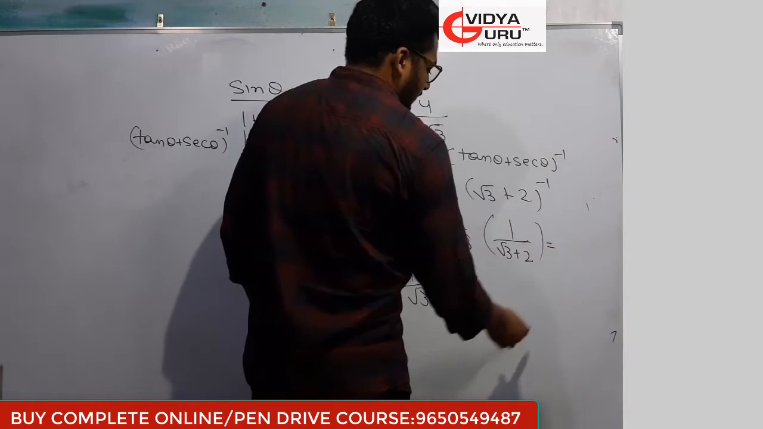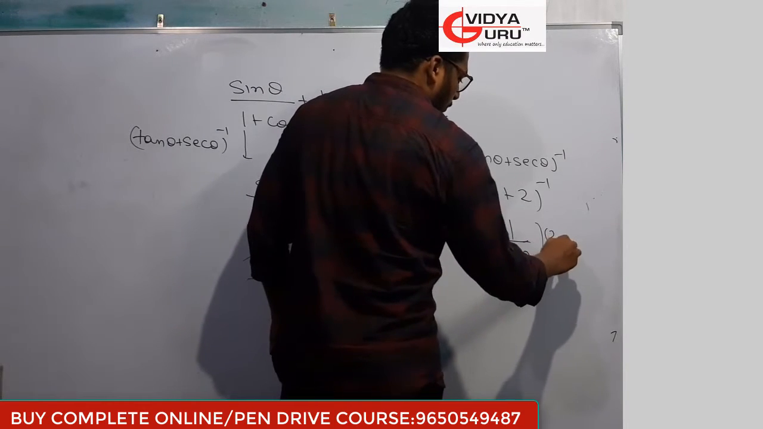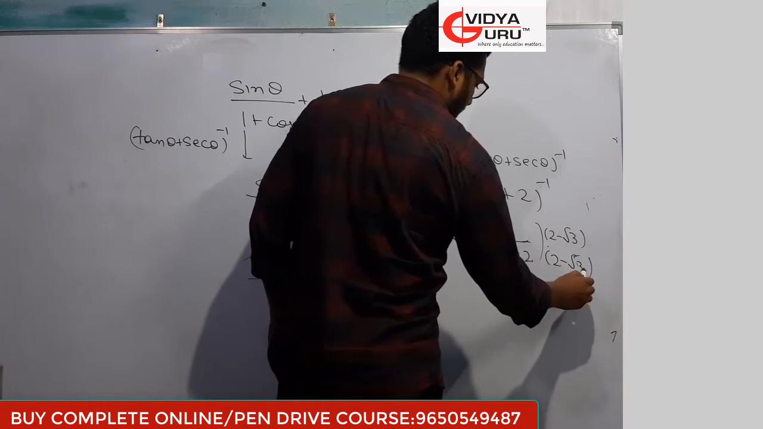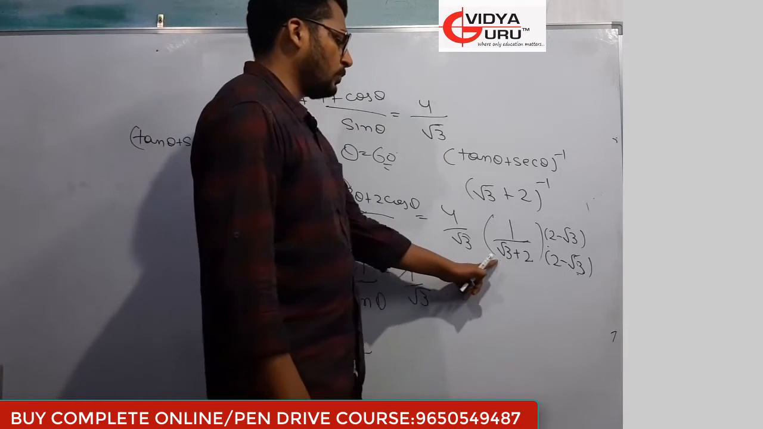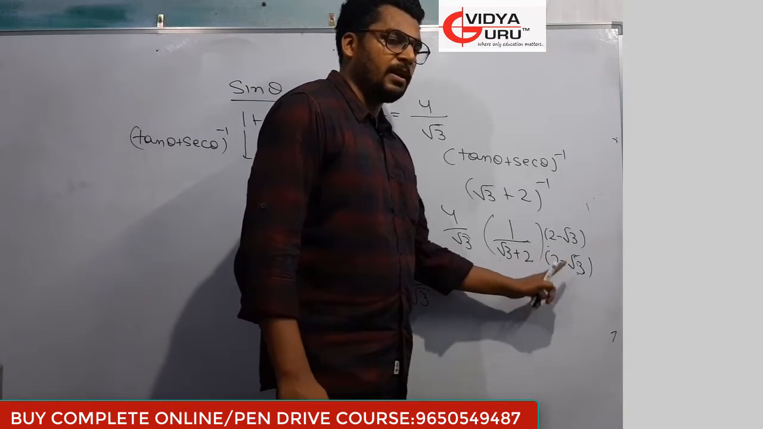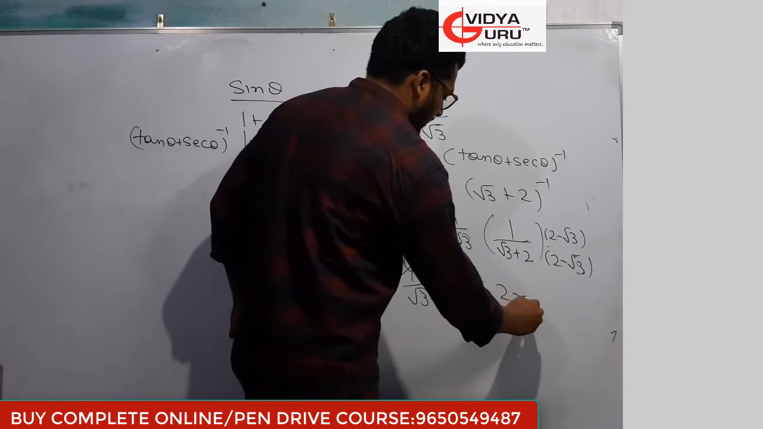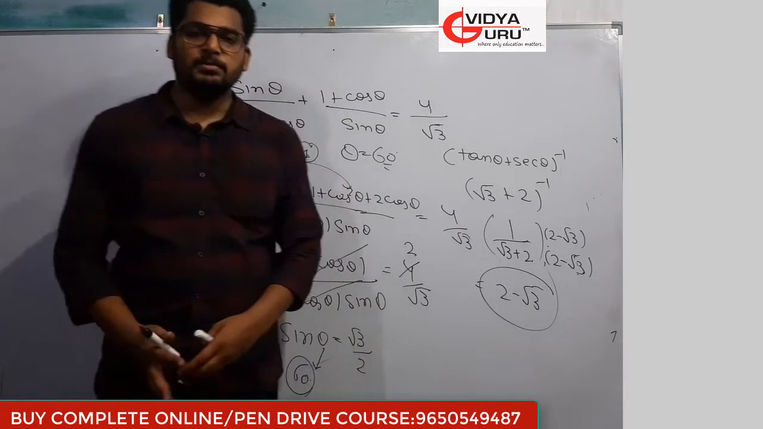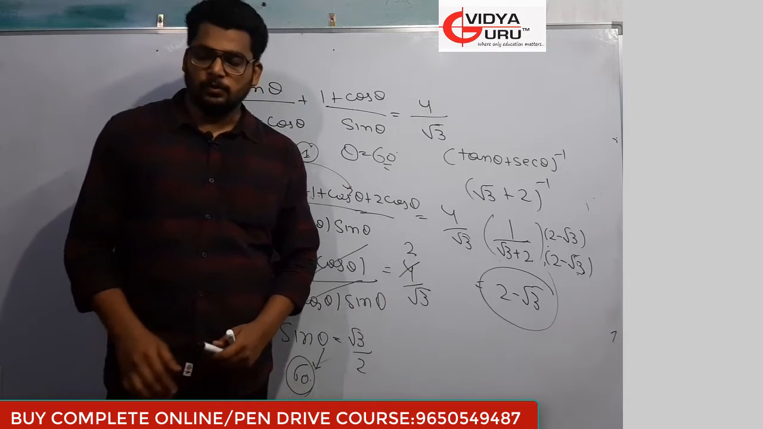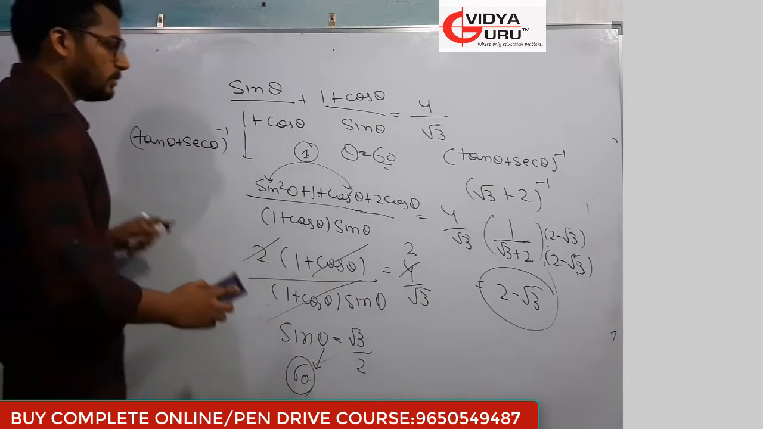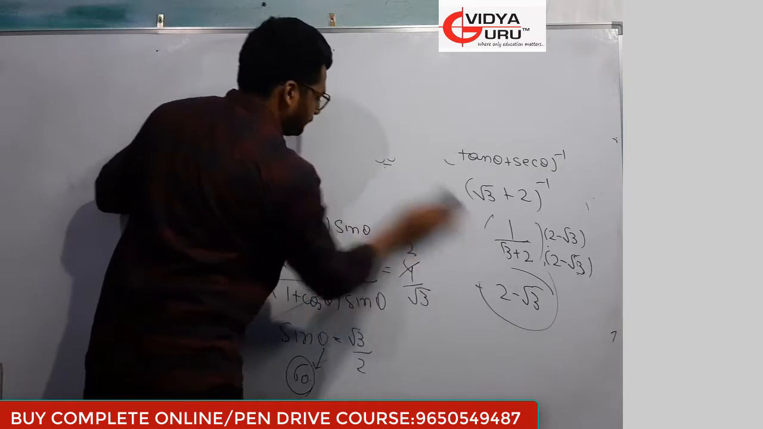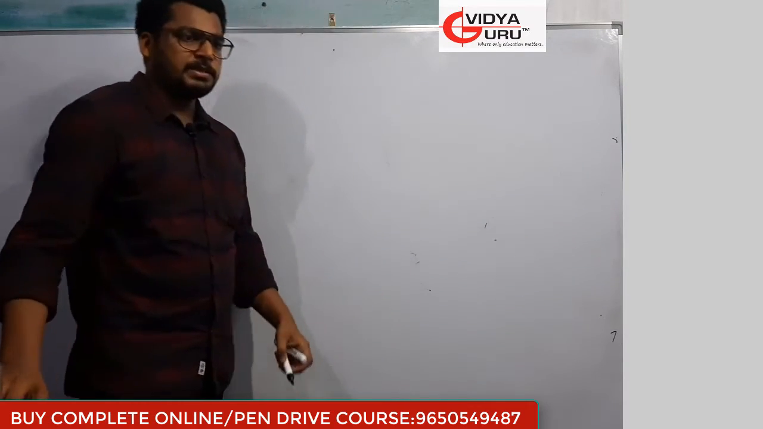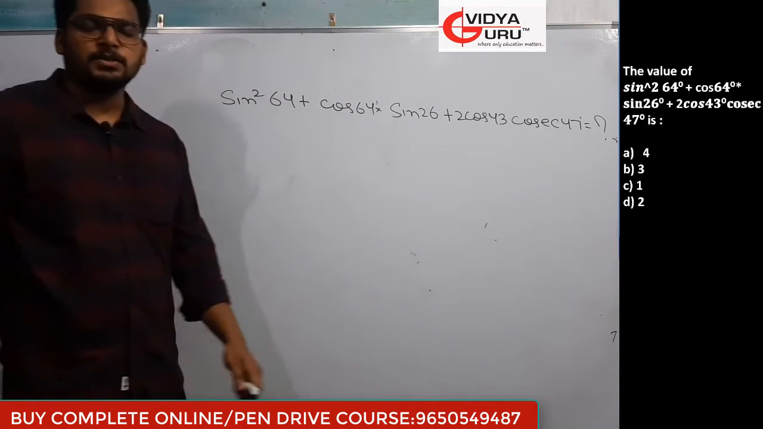I can write it as, if I rationalize it, multiply by 2 minus root 3 and 2 minus root 3. I am rationalizing it. So 2 plus root 3 into 2 minus root 3, in the denominator it is a square minus b square, so 1 will be left. So what will be left in the numerator? 2 minus root 3. So option number B is the correct answer of this question. So coming on to our next question. What is the next question saying?